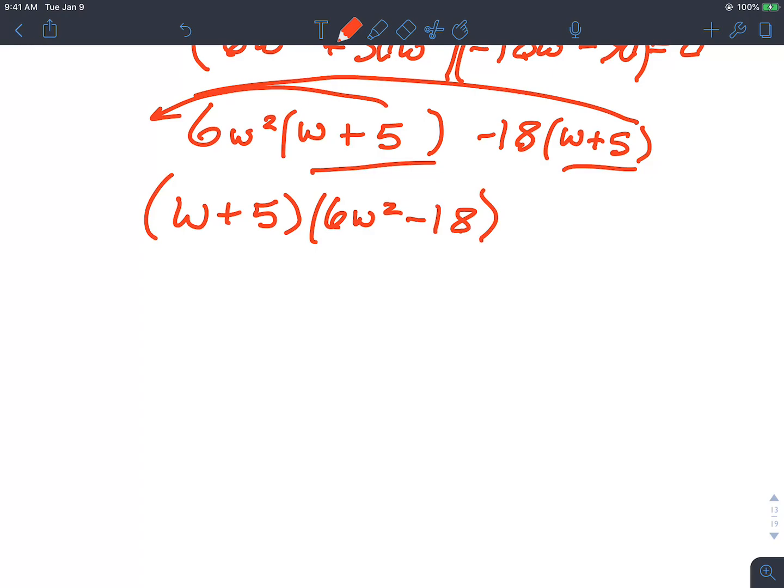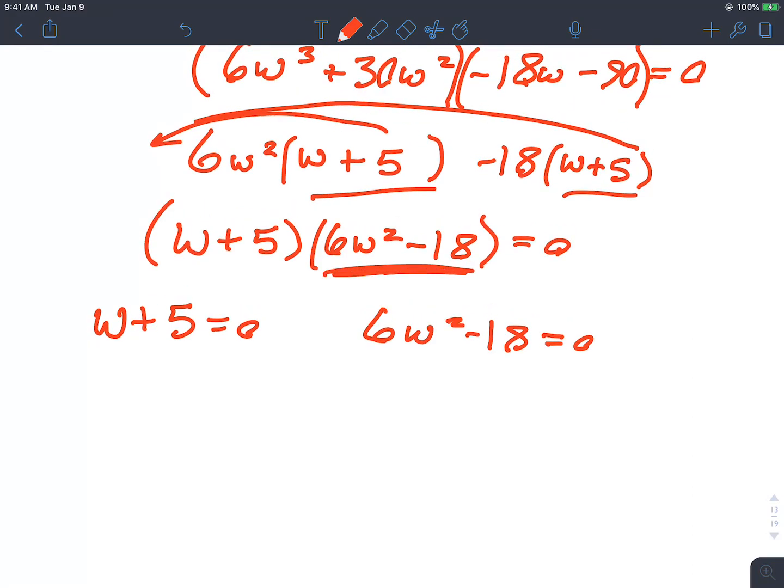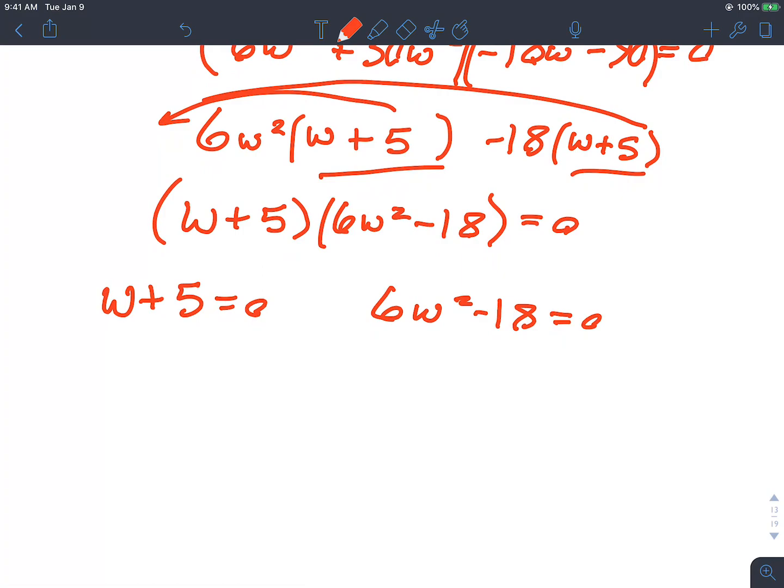And then you can set these individually equal to 0. W plus 5 is equal to 0. 6W squared minus 18 equals 0. I guess we could have factored out a 3 at the beginning of this, or actually even a 6, but we're good on that. It's not going to change anything here at the end. So I guess that first one you get negative 5.